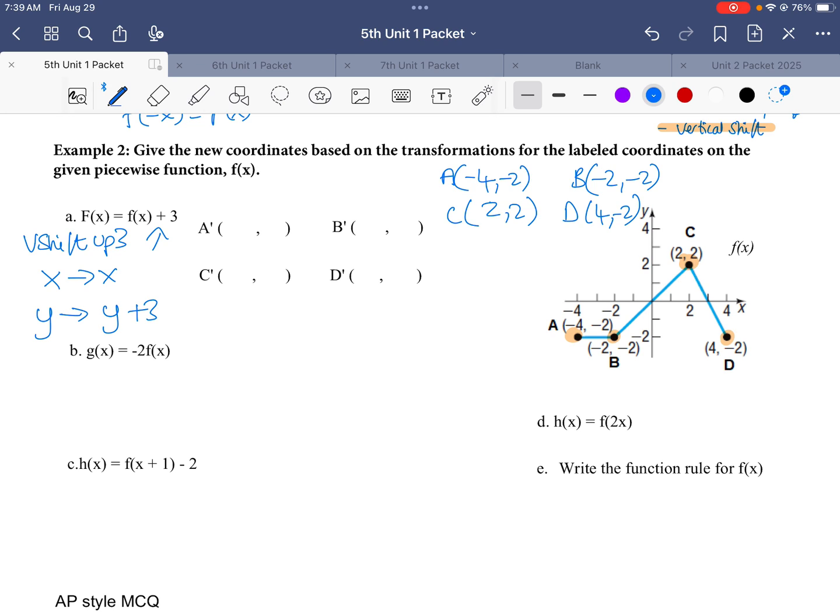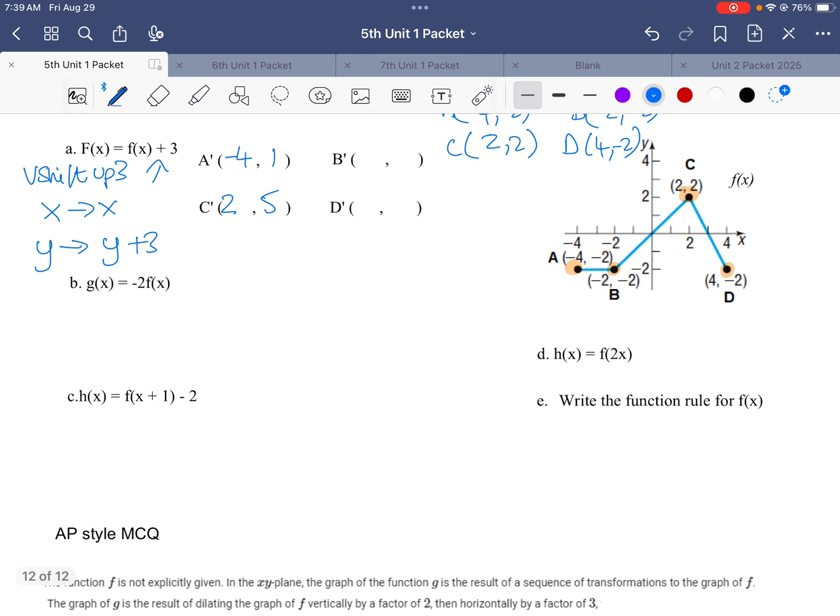So look at your coordinates. A is -4, -2. X does not change, but y has to go up 3. So -2 plus 3 is 1. All right, maybe we'll do another one. C, the coordinates are 2, 2. Our x does not change, but our y coordinate, we're moving everything up 3, so it will be 2 plus 3. So we have our new coordinate. All right, so you should be able to do what? Same rule to do B and D.